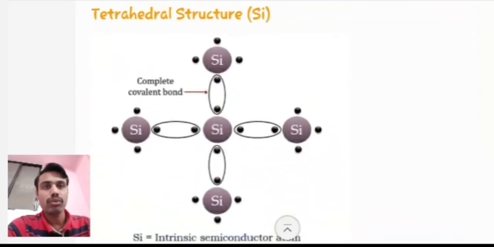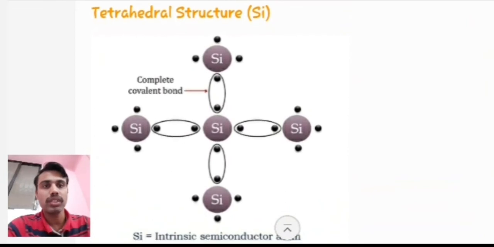Now we have to study the tetrahedral structure of silicon. As we can see, silicon has a valency of 4, so there are 4 electrons in the outermost shell of silicon. These electrons make covalent bonds with neighboring silicon atoms, and then the silicon structure becomes stable.